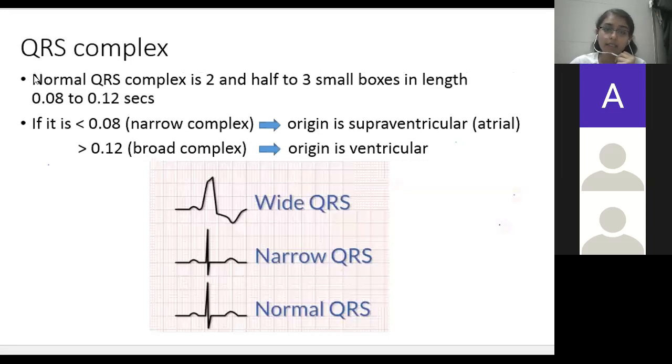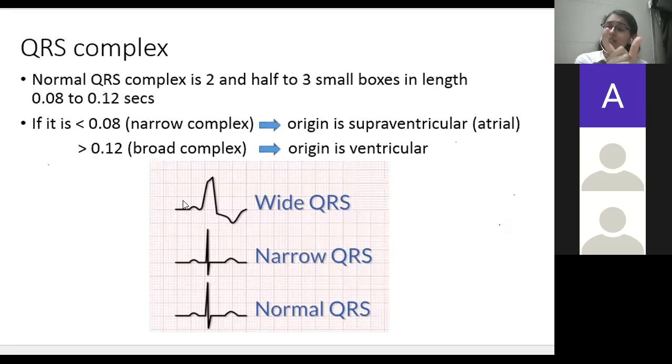Now the QRS complex, we saw why you get Q negative, R positive, and S negative again. It is usually the same as the P wave, that is 2.5 or 3 small boxes in length. That is again 0.08 to 0.12 seconds. Now what does this QRS complex tell you about where this is generating from?